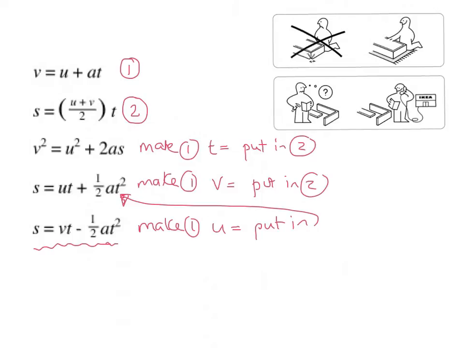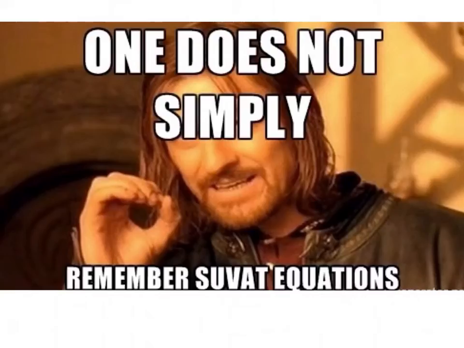I think when you do physics they don't mention this one. They just say that there are 4: v equals u plus at, s equals a half (u plus v) times t, v squared is u squared plus 2as, and s equals ut plus a half at squared. They don't mention this s equals vt minus a half at squared, but it's pretty simple. You just put u in as v minus at in here, rearrange, and you'll get this one. Have a go, have fun.